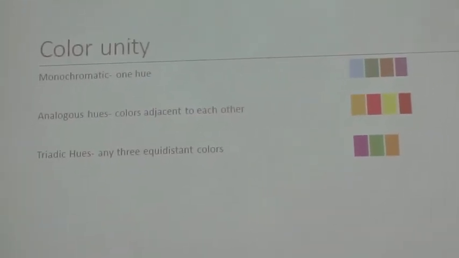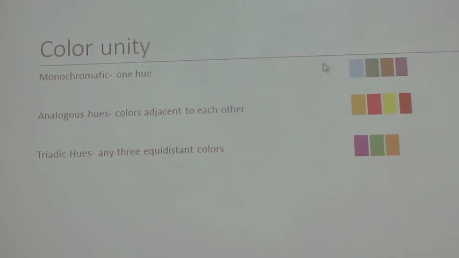You add that blue to the rest of your palette. So you're using orange, yellow, and red. You add blue to all of those, and now your whole piece is unified. We also have analogous hues, which is colors adjacent to each other. So like orange, red, yellow, they're all adjacent to each other. And triadic hues using any three equidistant colors.